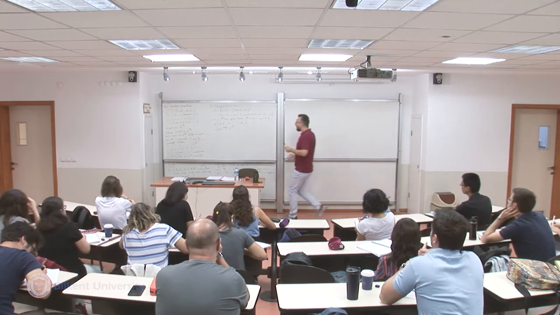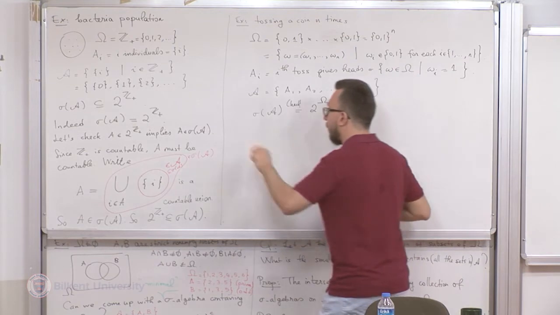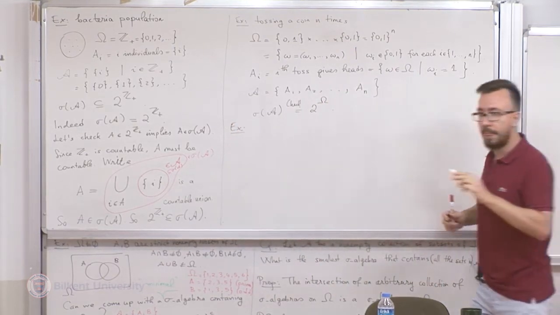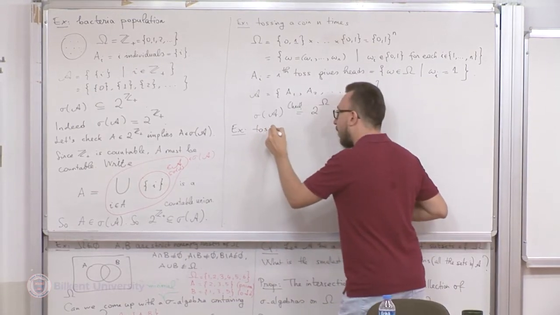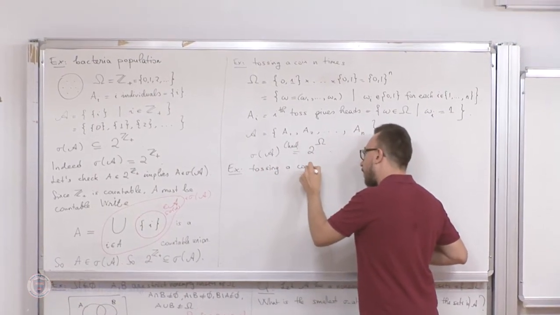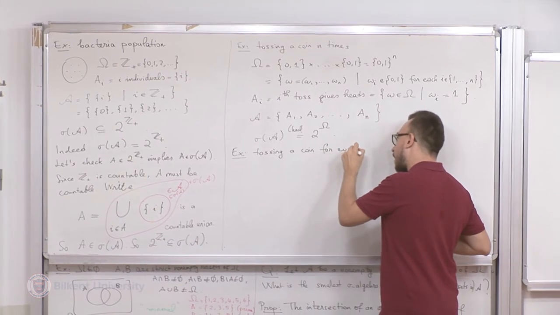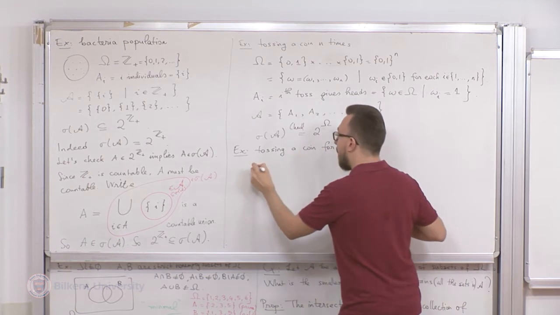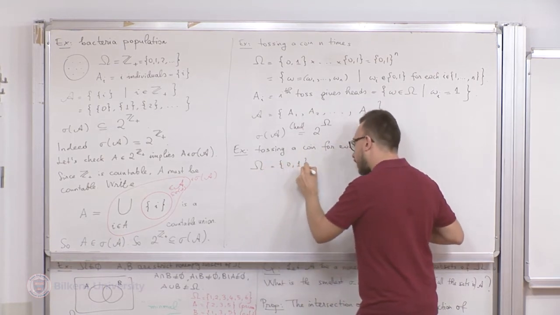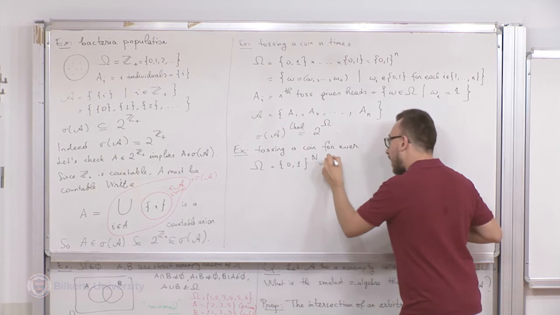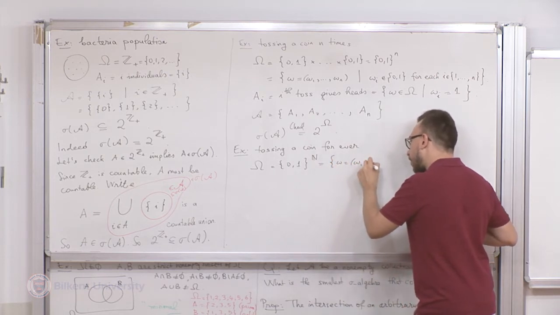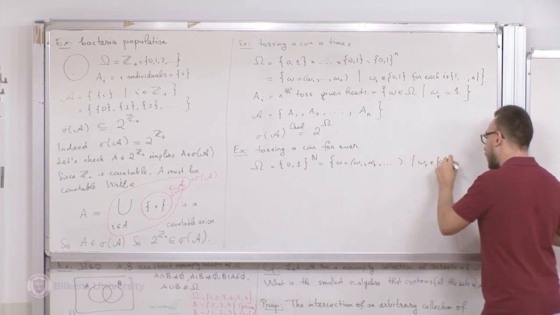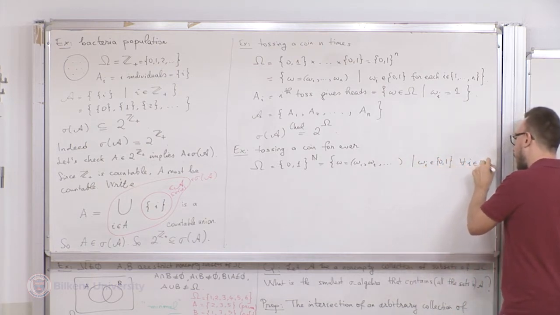What is counterintuitive, again, is the infinite version of this game. Tossing a coin forever. So remember, this was {0, 1} to the power N, which means the set of all sequences omega_1, omega_2, we don't stop, with omega_i in {0, 1} for all i in N.